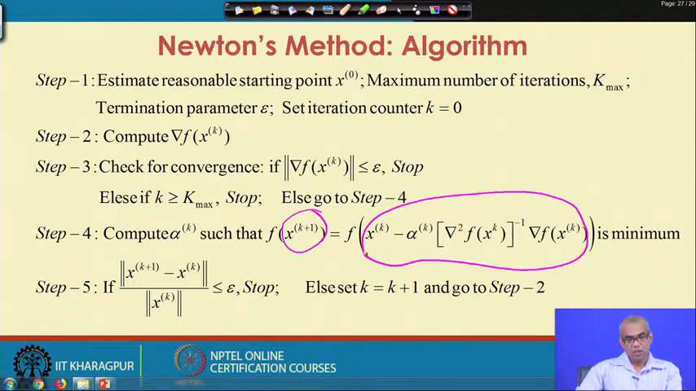Now, I again check for convergence by seeing whether the current estimate is changing appreciably or not. That means, if the value of x k plus 1 and the value of x k are very close to each other, we will stop, assuming convergence has been achieved. Otherwise, we will set k equal to k plus 1 and go to step 2, where we again compute the gradient at the current estimate, now x k plus 1. So, this way we proceed iteratively.